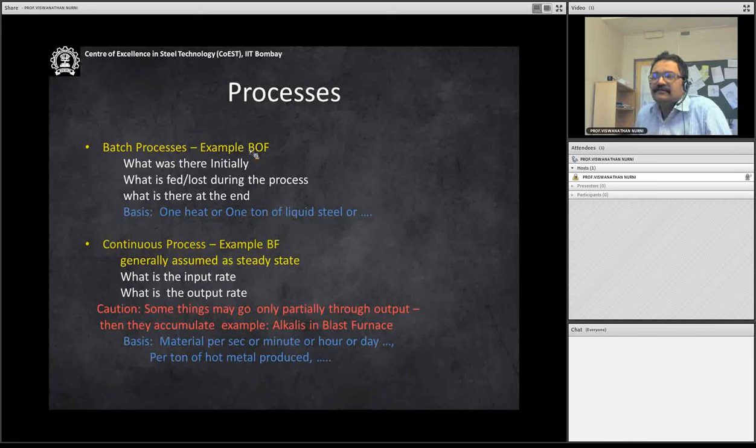Similarly, the other process, which is a continuous process, you feed in things through the inputs. Blast furnace is an example where you charge iron ore and coke from the top, and you inject blast from the bottom, hot blast. Then gases go out and slag and the metal is tapped out. And if you maintain steady conditions at the input, you typically expect that the process will come to a steady state. Of course, it need not be true.